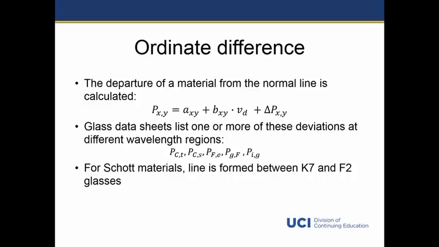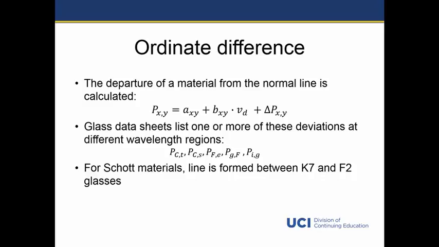possibly over the C to T wavelength region, the C to S, the F to E, the G to F, the I to G, and again, I'm not going to list them by wavelength number. They are on that table in your notes a couple of pages back. Now, when you talk about creating a line, you have to have a starting point and an ending point, if you will, and in the Schott glass catalog in particular, the line is formed by connecting the K7 material and the F2 material. And here is the plot from the Schott catalog.